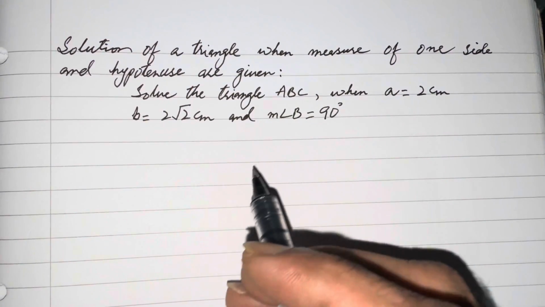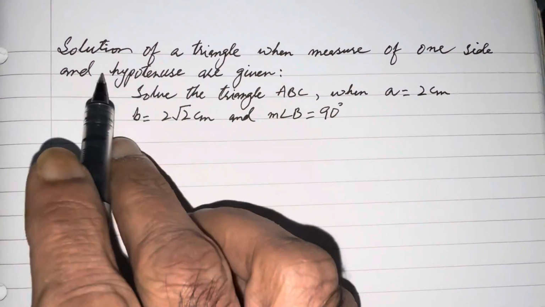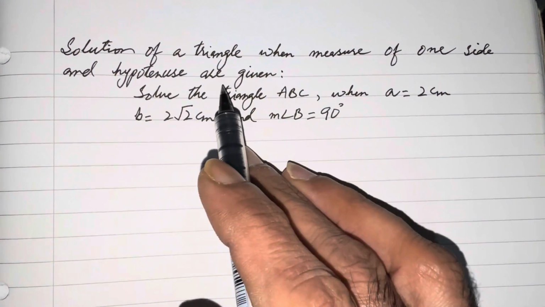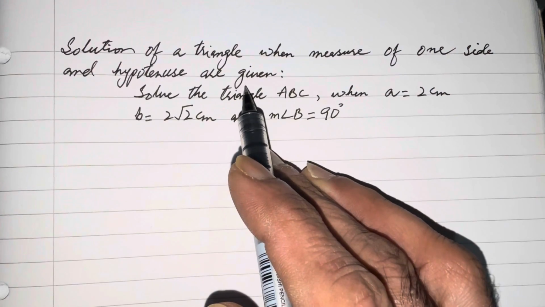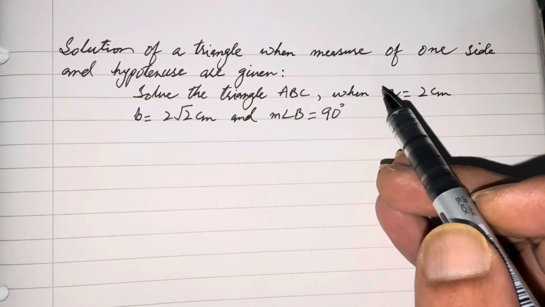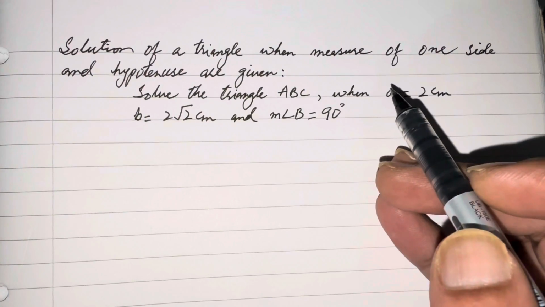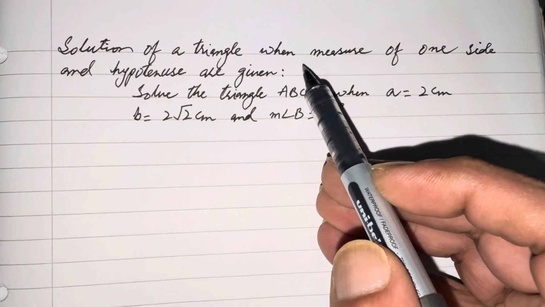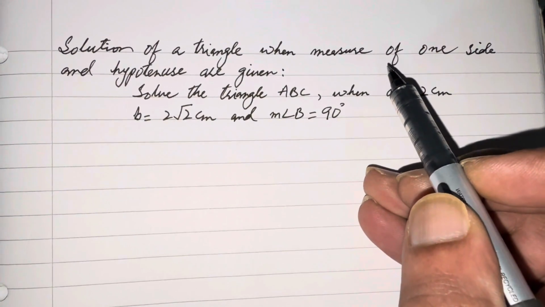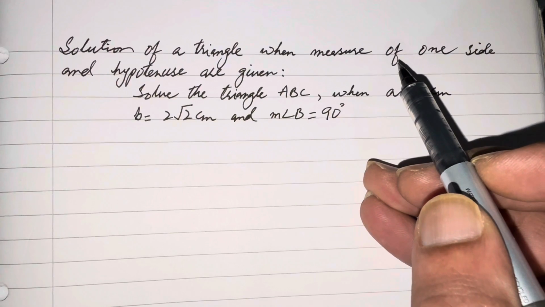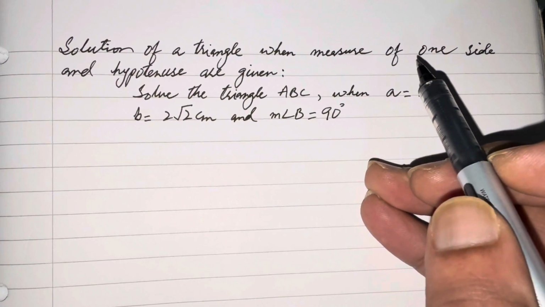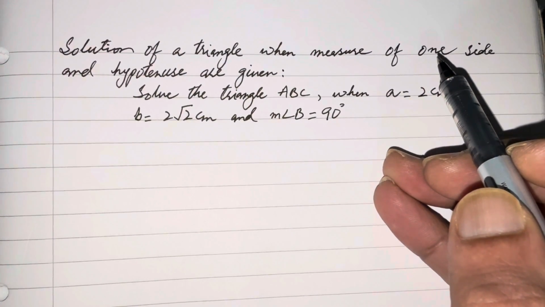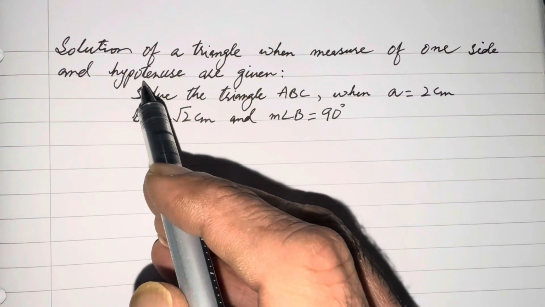So in our today's long video, we are going to find the solution of a right angle triangle when the measure of one side and the hypotenuse are given. As you know that there are three sides of the right angle triangle. One is opposite, one is adjacent, and one hypotenuse. So in this today's lecture, two sides of a right angle triangle are given. That one is the side, it can be opposite or adjacent side, and the other one is hypotenuse.